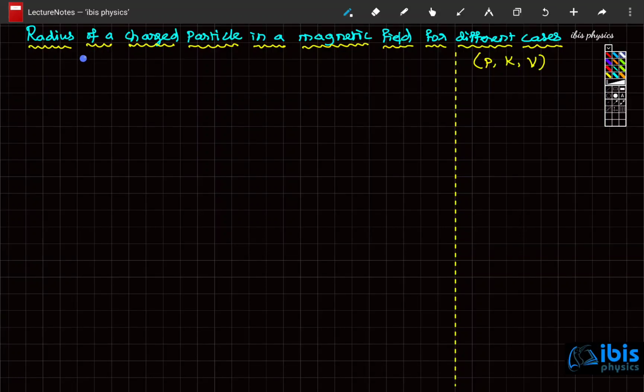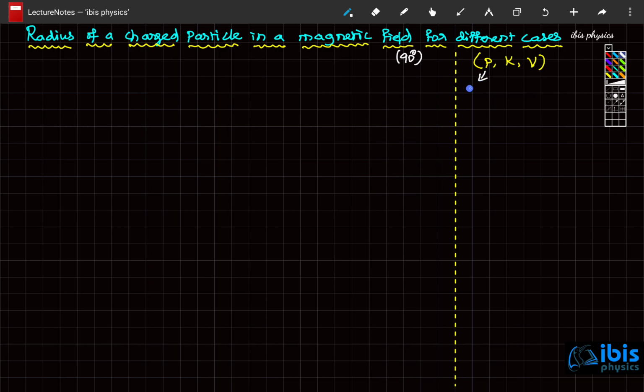So we are going to find out the radius of a charged particle in a magnetic field, especially when the charged particle enters at 90 degrees to the magnetic field for different cases. That means if you know the momentum of the charged particle, what is the radius? If you know the kinetic energy, what is the radius? And if you know the voltage, what is the radius? Most of the CBSE and NEET questions are based on that.